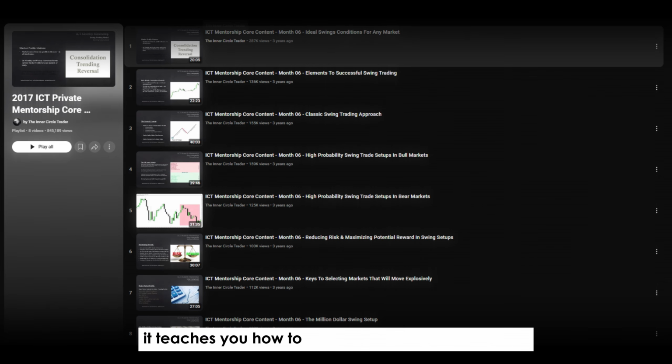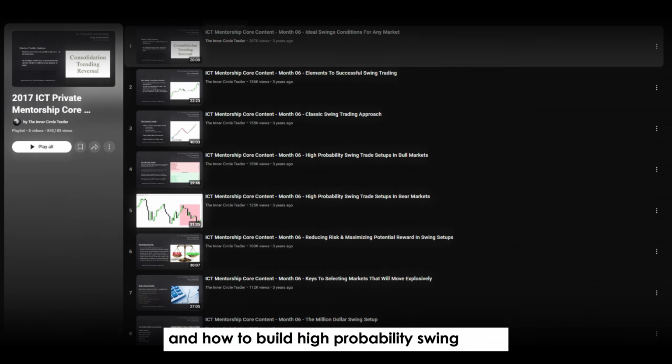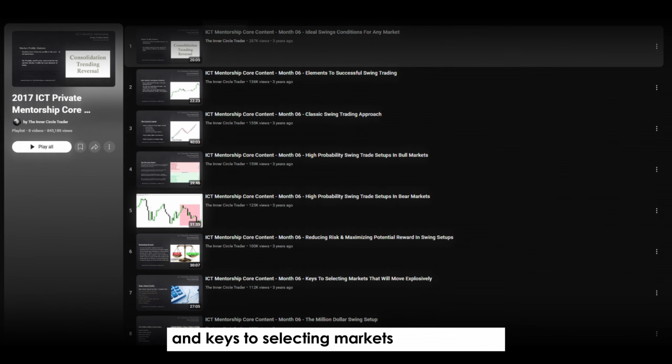It teaches you how to identify ideal swing conditions in any market, how to recognize explosive moves before they even happen, how to choose the pairs that will move, and how to build high probability swing setups. You will see lessons like the $1 million swing setup, elements of successful swing trading, and keys to selecting markets that will move explosively. This is where you start thinking like a strategist. It's not about catching every move, it's about positioning yourself for the big one.